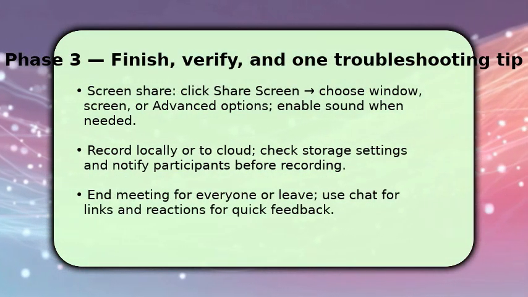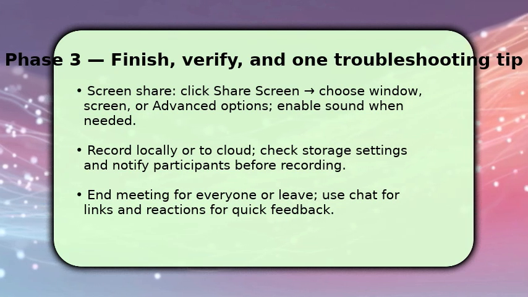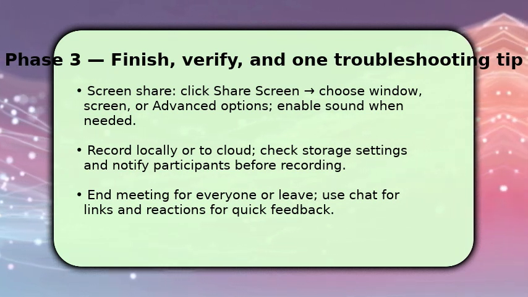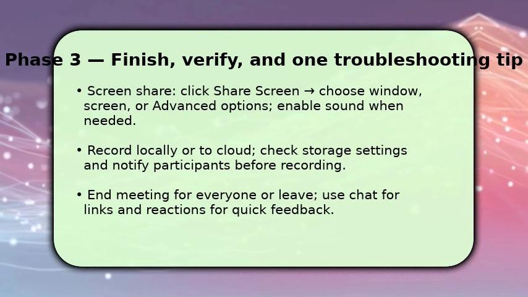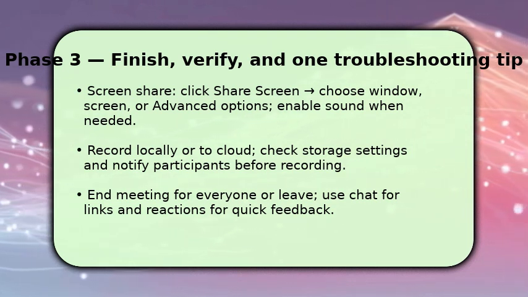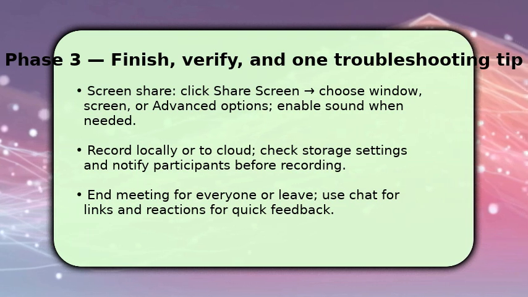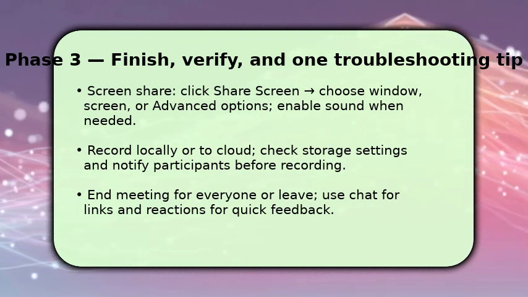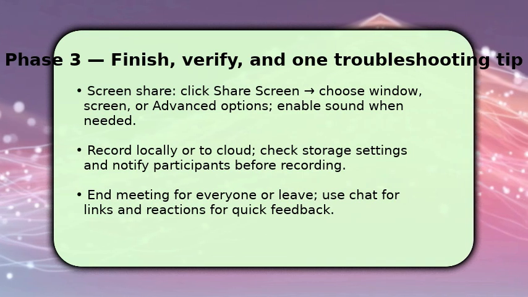Click Share Screen, pick a specific window or your full desktop, and tick Share Computer Sound for videos. Use Advanced for a portion of screen. If you need a copy, record locally or to the cloud and confirm where files save. When done, stop share, end meeting for everyone, or leave as co-host.